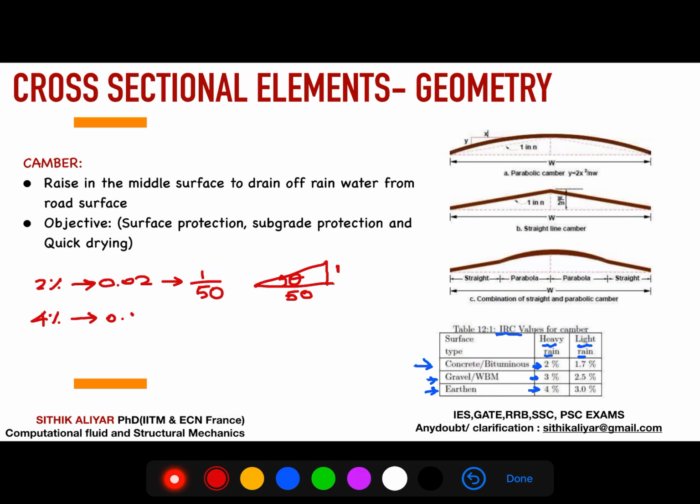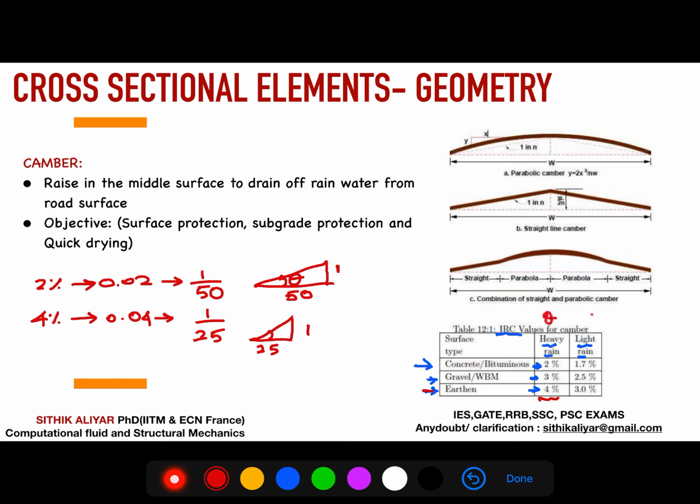So 0.04, which is nothing but 1 by 25. If you see, for every 25 meters there is 1 meter rise, this will be more steep, right? That's what they are suggesting for earthen roads. Okay, so similarly you can even calculate theta values.